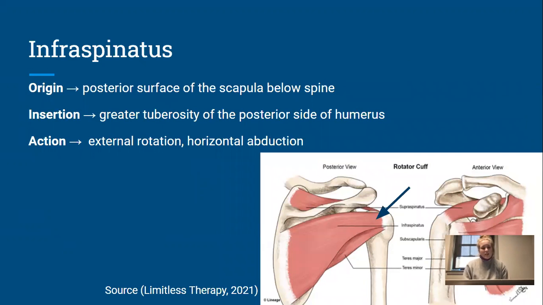The infraspinatus is located on the posterior aspect of the scapula. It originates in the infraspinous fossa of the scapula and inserts into the greater tuberosity of the humerus, immediately below the supraspinatus. The main muscle actions of the infraspinatus are external rotation and horizontal abduction. It's the most powerful lateral rotator of the humerus, and lets you rotate and extend your shoulder.